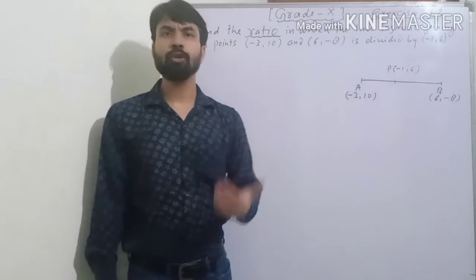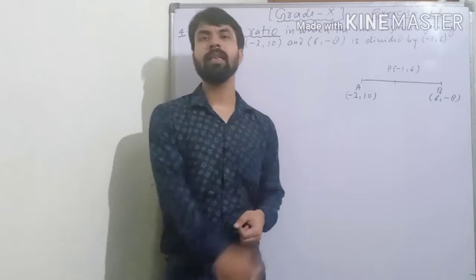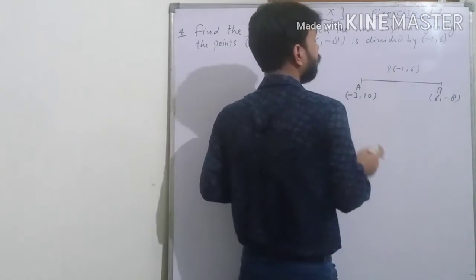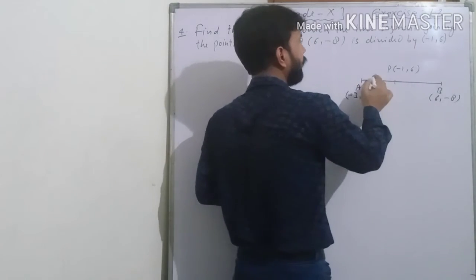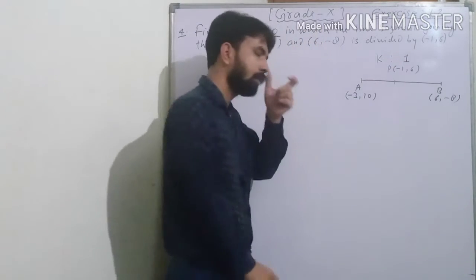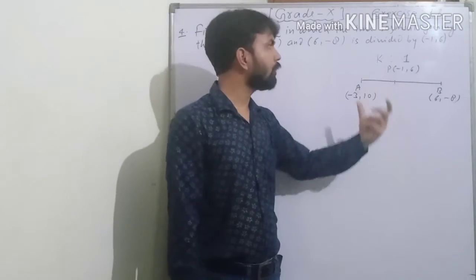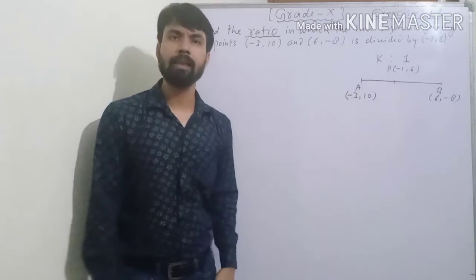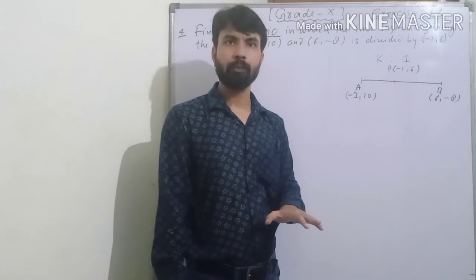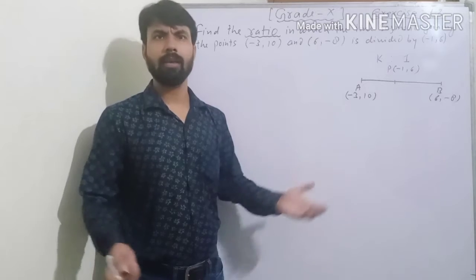So in the question where we have to find the ratio, always keep in your mind we will have to consider the ratio that is K is to 1. What we will consider? We will consider P divides AB in K is to 1. Clear? In all the sums where you have to find the ratio, in which ratio the given point divides the given line segment, we will consider the ratio in a form of K is to 1. Keep this point in your mind. Clear? Otherwise everything is same.